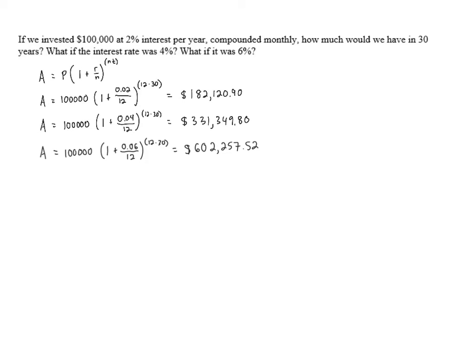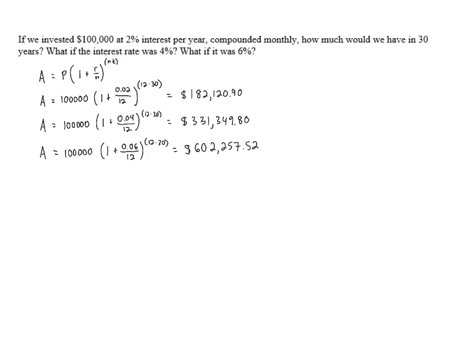$602,257.52. So in this first problem, remember we started off with 100,000, and the amount that we ended up earning was about $80,000. In this example, we started with 100,000, but the amount that we earned was 500,000. The interest rate only tripled, but the amount of money was much more than tripled. If we look at 500,000 compared to 80,000, that is being multiplied by more than 6 times.